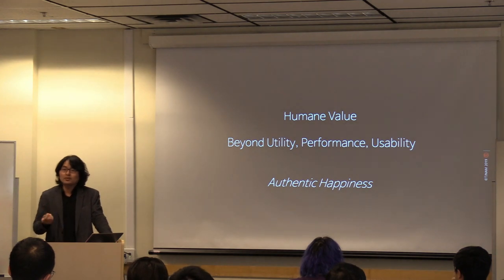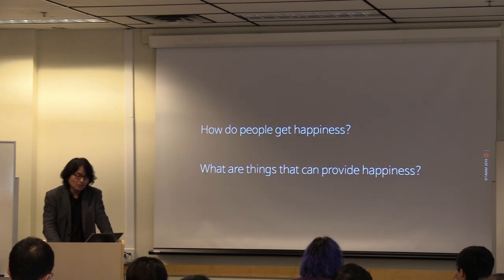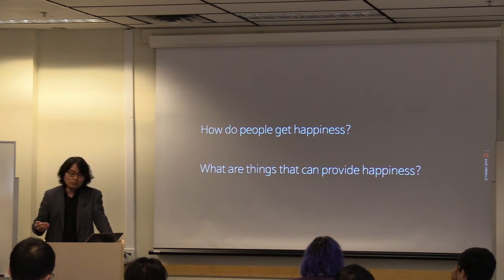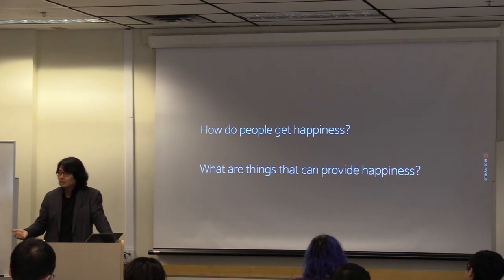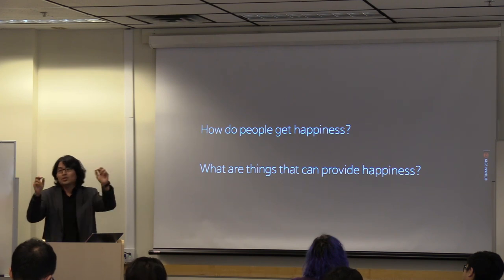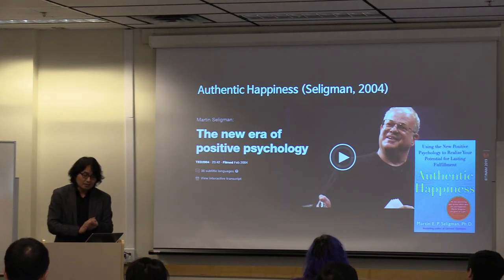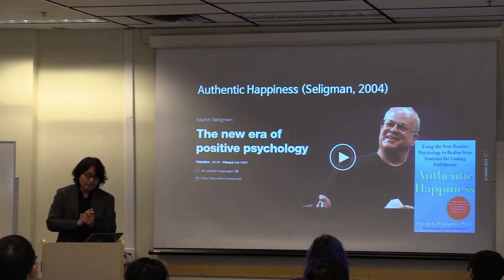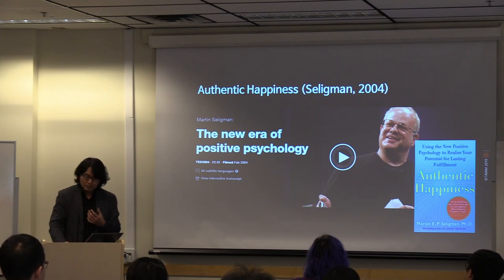is about happiness, because I assume that our preferred state is really about happiness. So I was thinking about how people get happiness, and there are probably many different sources, like family and love. We have to focus on things that can provide happiness. So what are the things that we can provide? I was also inspired by the positive psychology talk by Seligman. He was talking about how people get happiness and how technology can address that happiness.